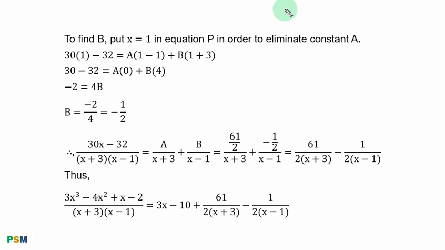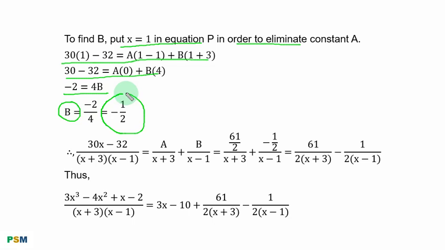To find B, put S equal to 1 in equation P in order to eliminate constant A. This is equation P. You put S equal to 1. When you simplify, you have this result and this result. To get B, divide both sides by 4 and you have minus 1 over 2 in simplest form.